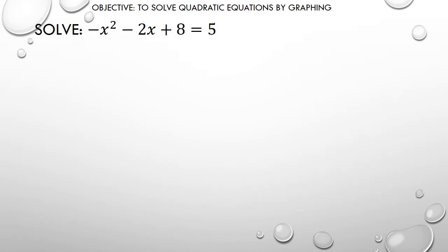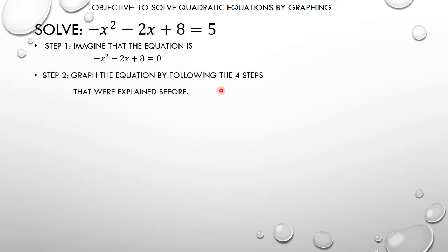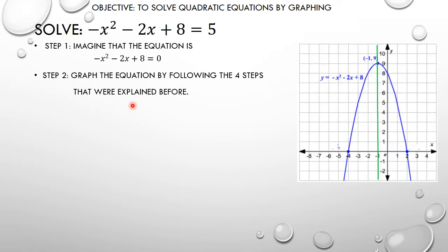Now, what if the equation is given as negative x squared minus 2x plus 8 equals 5, and you are asked to solve it? Step 1. Imagine that the equation is equal to 0. Instead of 5, you have 0. Step 2. Graph the equation by following the 4 steps that were explained before in the previous lesson. Step 1. Pick out a, b, and c. Step 2. Find x of the vertex by applying the formula negative b over 2a. Step 3. Draw and complete the table of values. Step 4. Plot the points in the graph and draw the parabola. You will get this parabola.